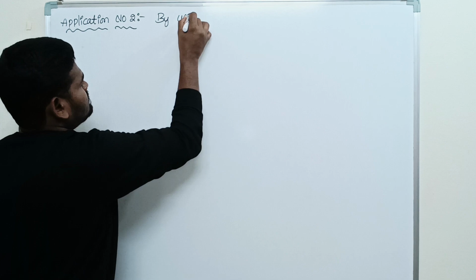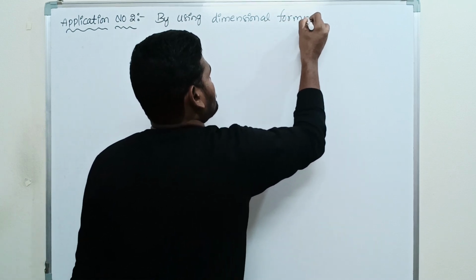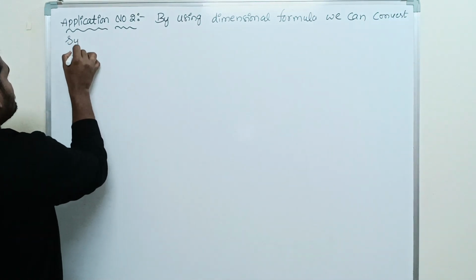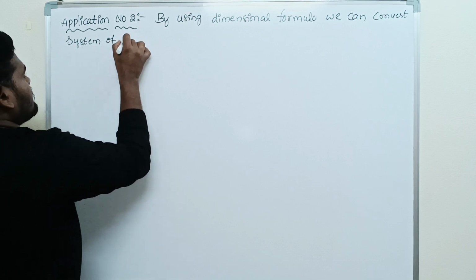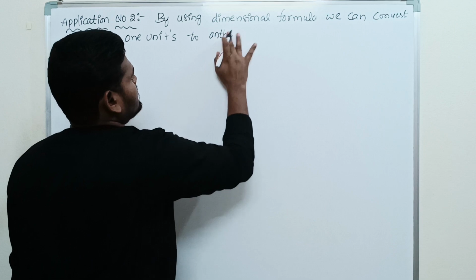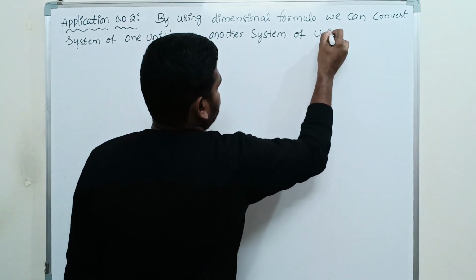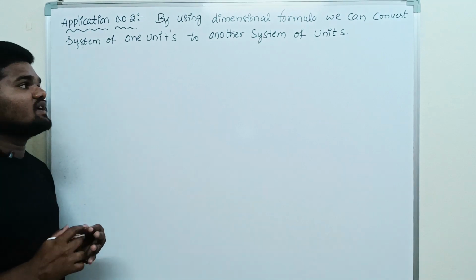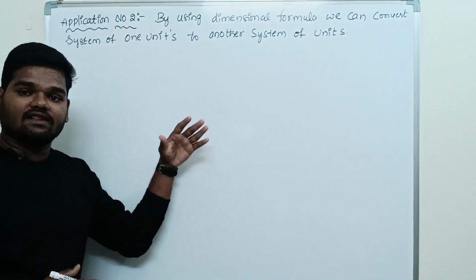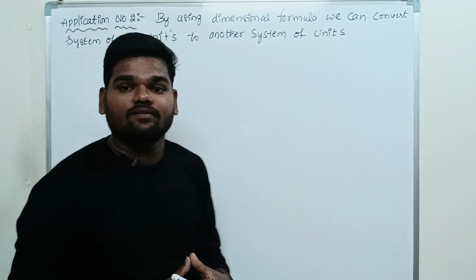By using the dimensional formula, we can convert system of one units to another system of units. What is that? By using the dimensional formula, we can convert system of one units to another system of units. Okay, we can convert from CGS to MKS, like that, MKS to CGS. So likewise, we can convert the system of one units to another system of units. Is it clear? Okay, right.